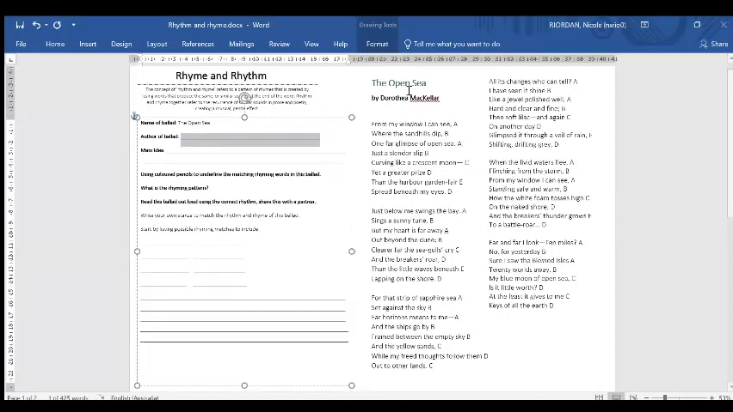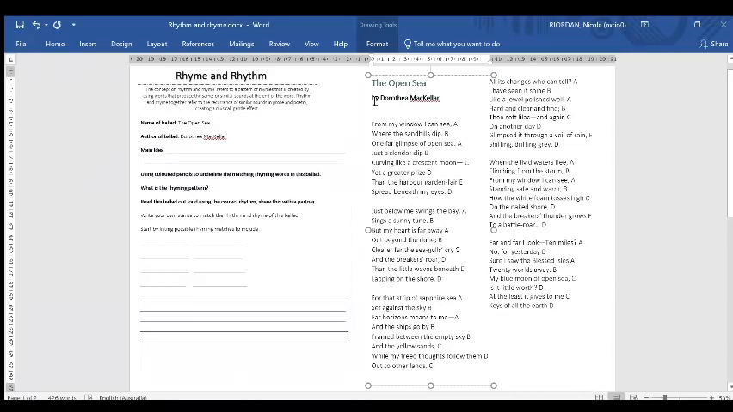The author of this poem is here, Dorothea McKellar. I can see that because it comes after the word by, which indicates who the author is, and it is underneath the title, which is where the author's name will usually live.